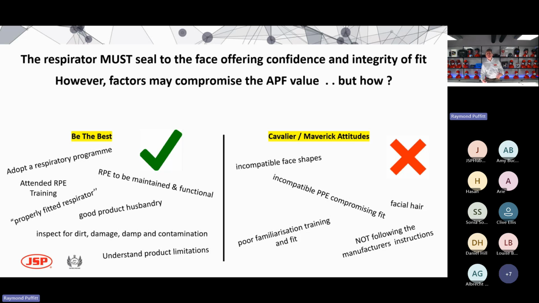So when we talked about APS, we talked about the value of the respirator. If you go to the left-hand side where the tick is, I've put 'be the best', because you will keep that APF value that is assigned to that product because you've adopted all those buzzwords underneath the tick. Those that have a maverick or cavalier attitude, the product APF value that is given will drop significantly because you are failing yourself and failing your employer with a maverick cavalier attitude. And those buzzwords down there, your protection will be lost or lowered.